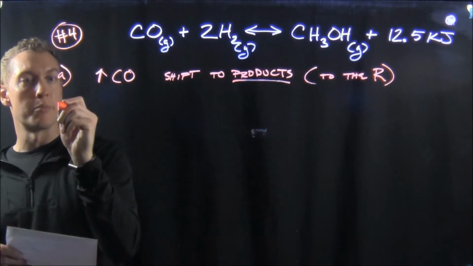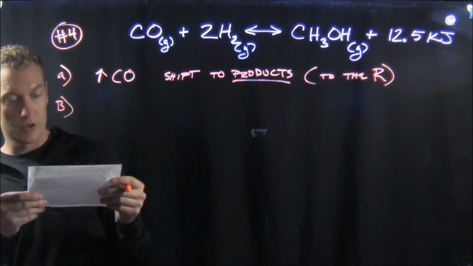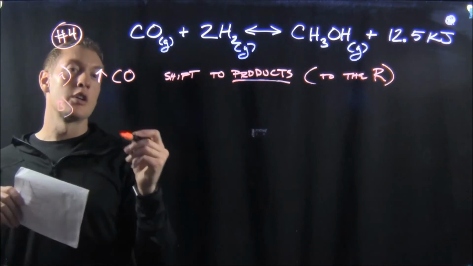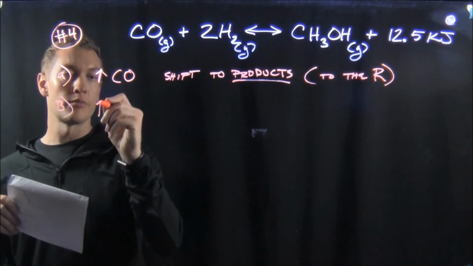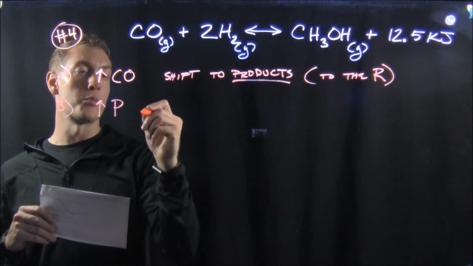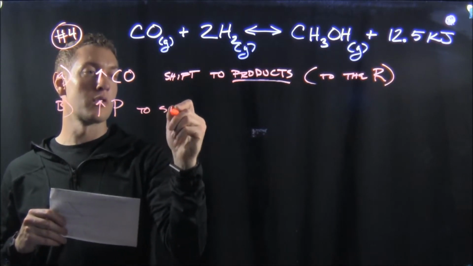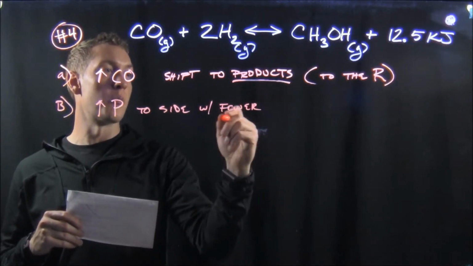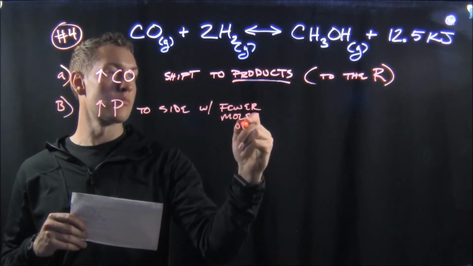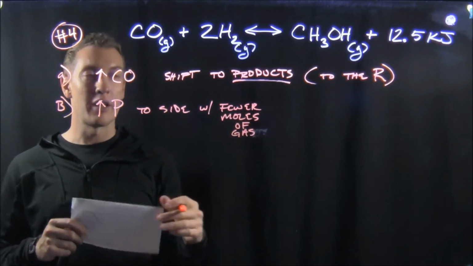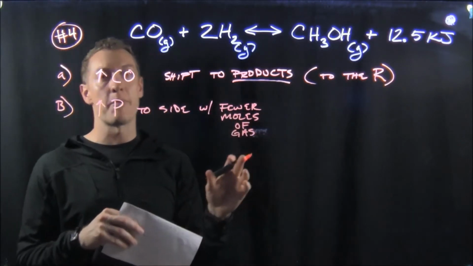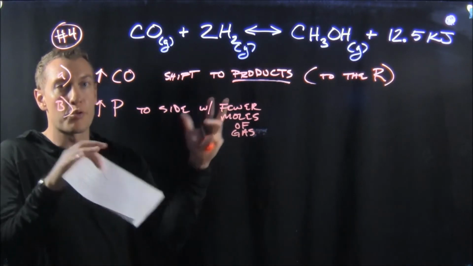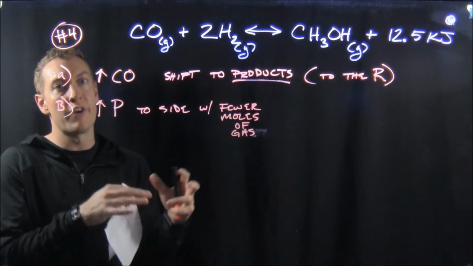Question B. Question B wants to know which way will the equilibrium shift if pressure is increased? So increasing pressure shifts the equilibrium to the side with the fewest or fewer moles of gas. And this is a tough idea. There's actually a whole other mathematical approach to pressure changes, but conceptually, if you increase the pressure, that's going to decrease the volume of the system.